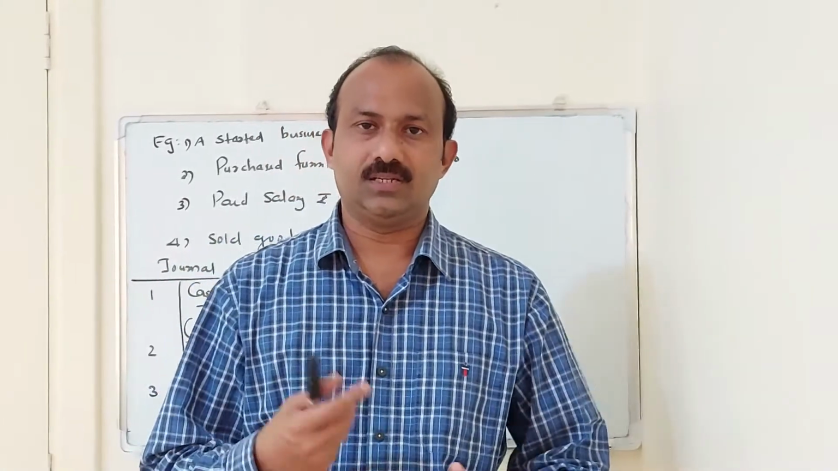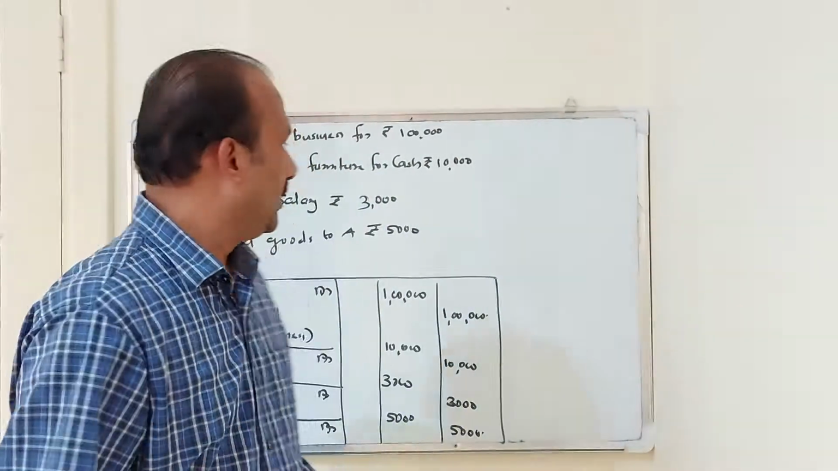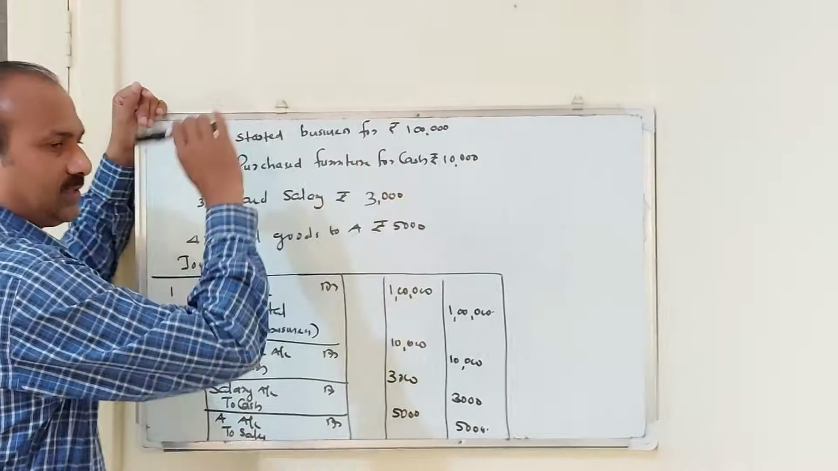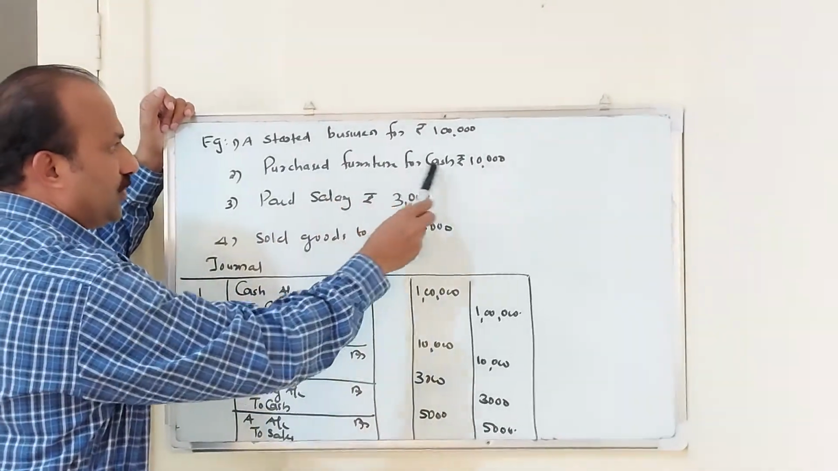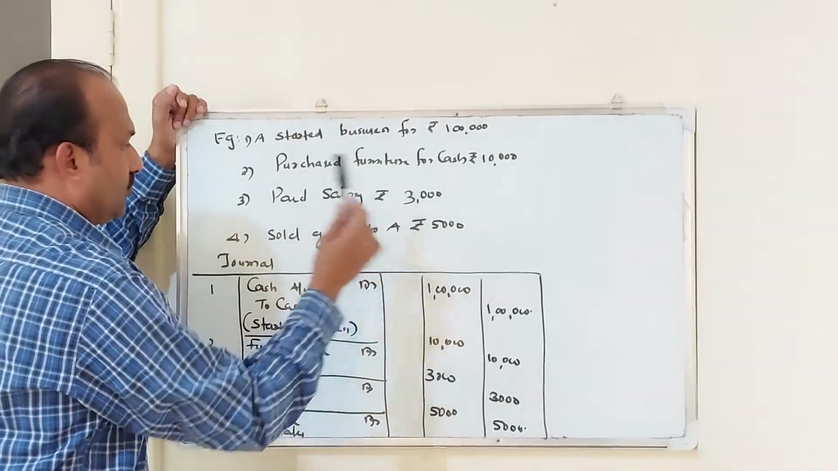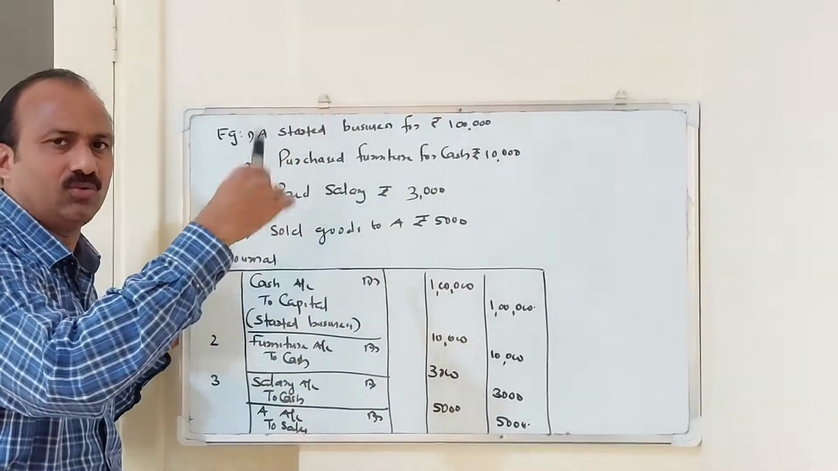Then let us understand some examples of journal entries for more clarity. Look, I will give here 3 examples. A started business with rupees 100,000, purchased furniture for rupees 10,000, paid salary of 3,000, sold goods to A for 5,000. These are just examples of how to write a journal.